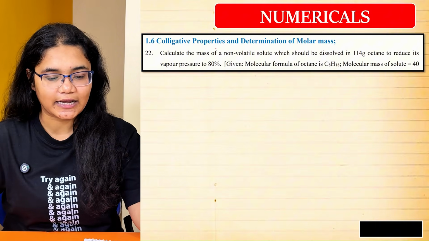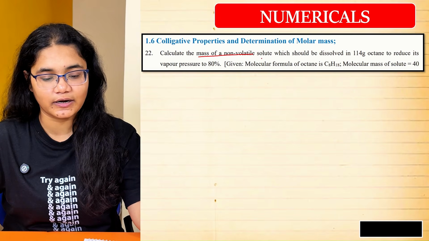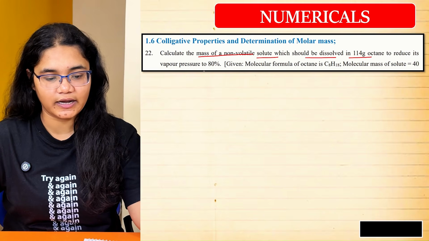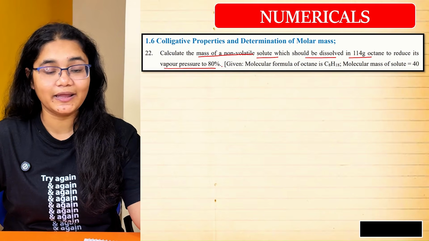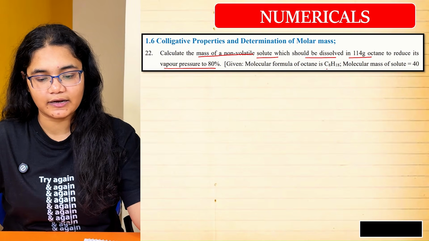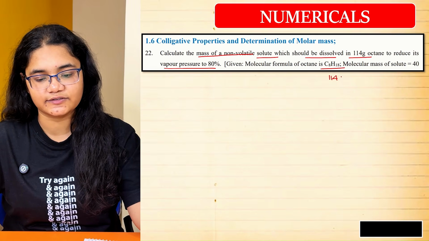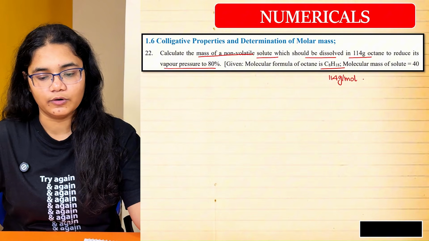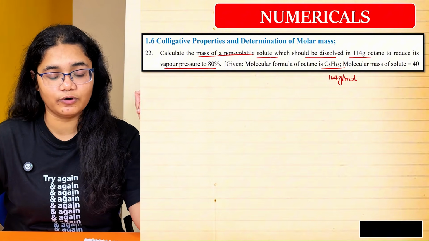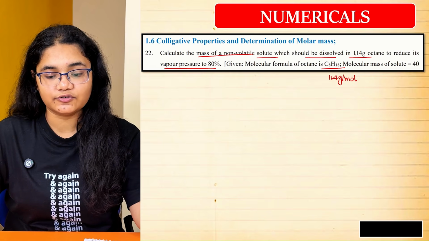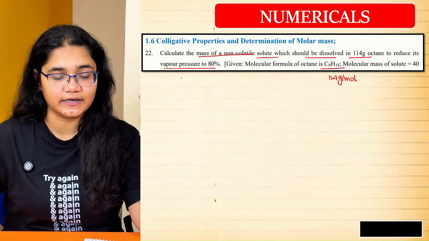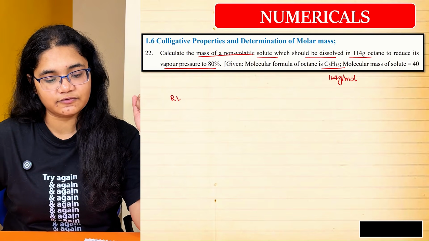The first question is: calculate the mass of the non-volatile solute which should be dissolved in 114 gram of octane to reduce its vapor pressure to 80%. The molecular mass of the solute is 40, and for C8H18 the molar mass is 114 gram per mole. So let us see this question. Reducing vapor pressure, this is a question from RLVP.